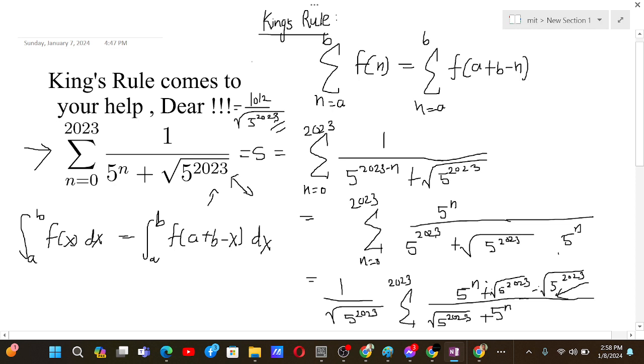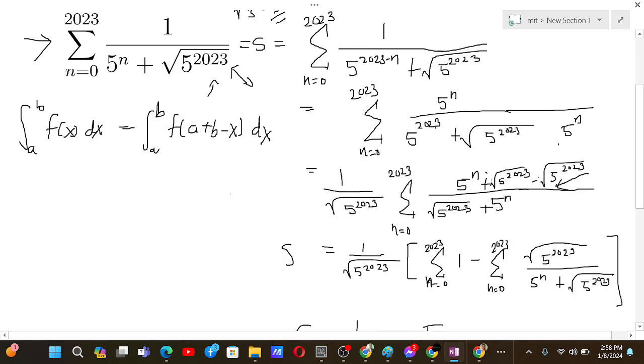Hope you got the solution and also understood King's rule in summation as well, not just the integral. I hope you understood the process and how we solved it.